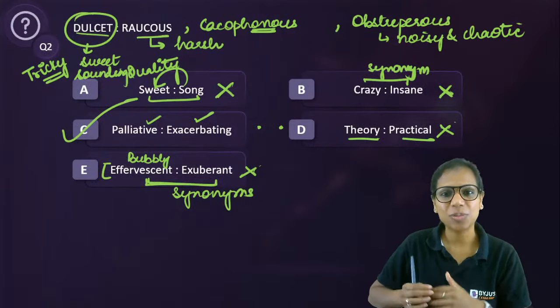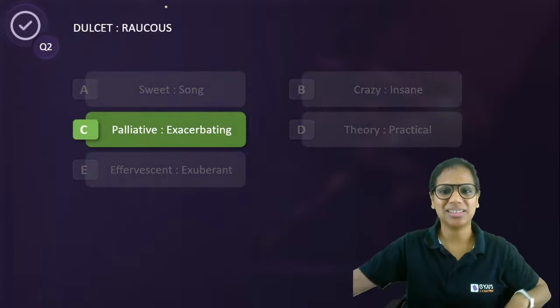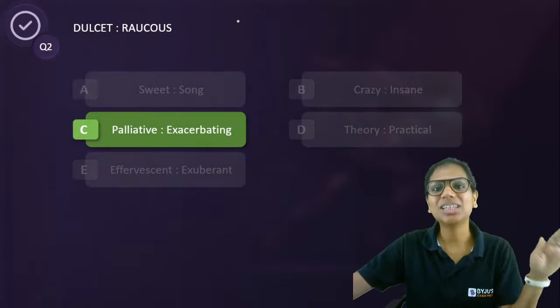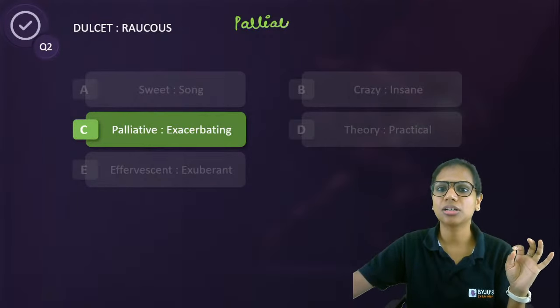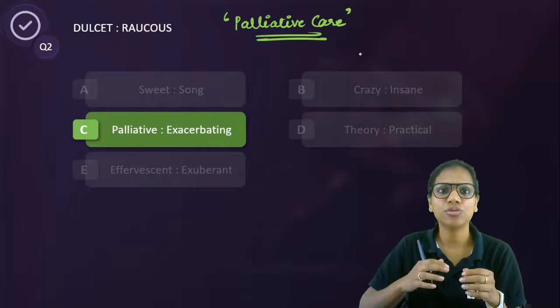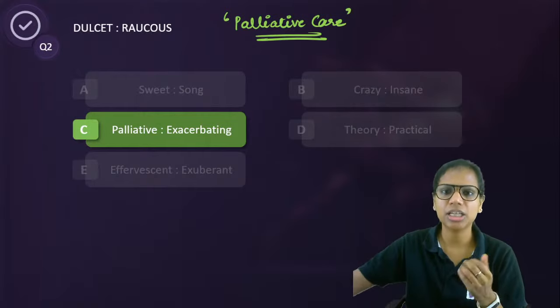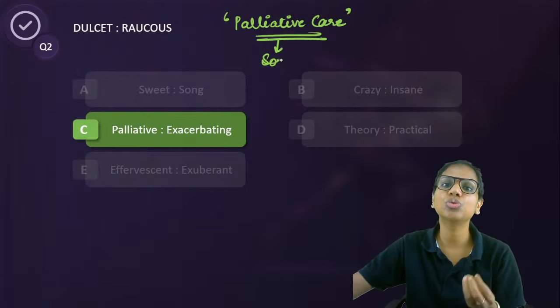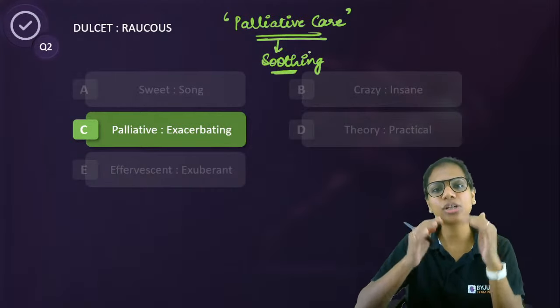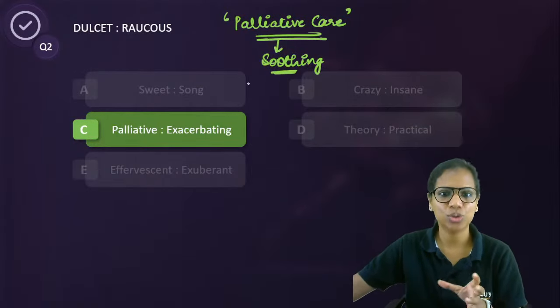Palliative is to exacerbating. Okay, what are the meanings of these words? Something that is palliative in nature. You may have heard the term palliative care. Patients who are suffering from terminal diseases are sometimes given palliative care. Their diseases are incurable, right? They can't be cured. So palliative is just meant to soothe. That means we are just trying to reduce their pain, to make their journey less painful. So palliative means soothing.